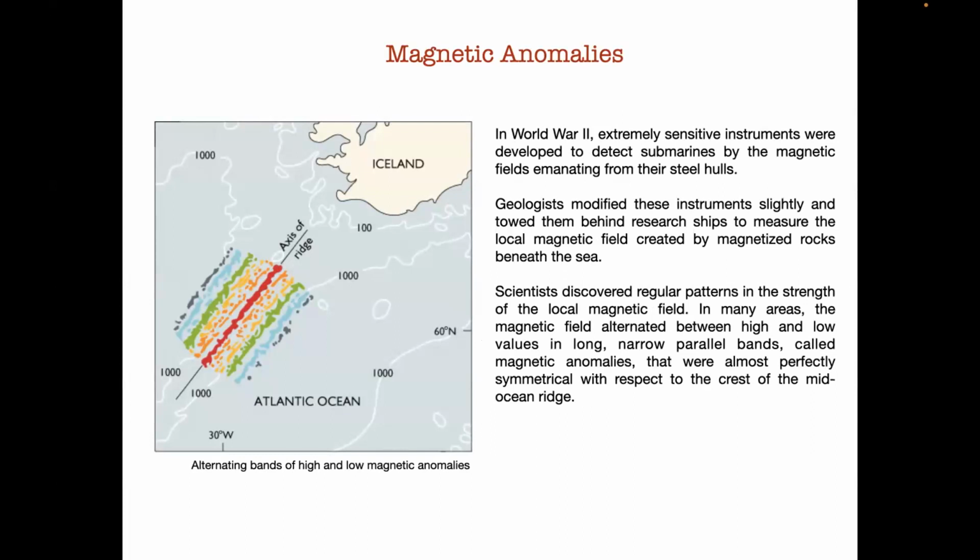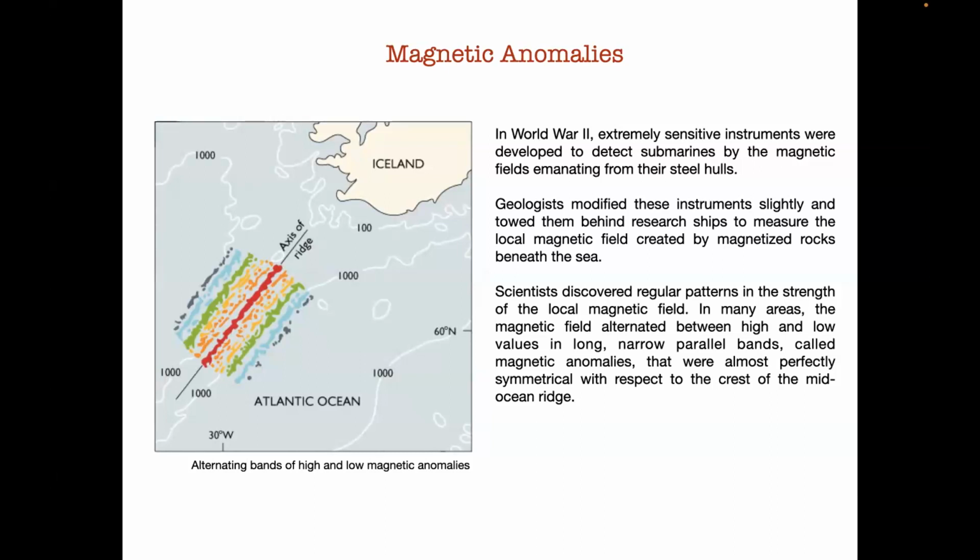During World War II, people used many sensitive instruments to detect submarines by the magnetic field emanating from their steel hulls. The geologists modified these instruments slightly and towed them below the research vessel, and they tried to measure the local magnetic field created by the magnetized rocks beneath the sea.